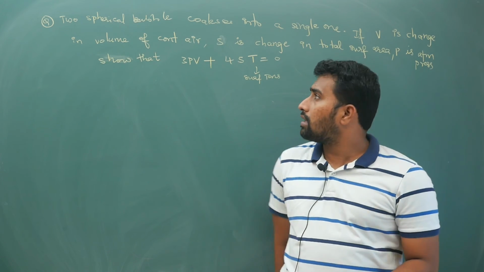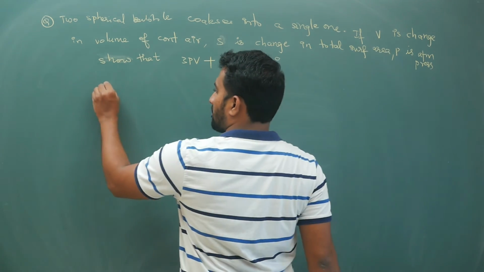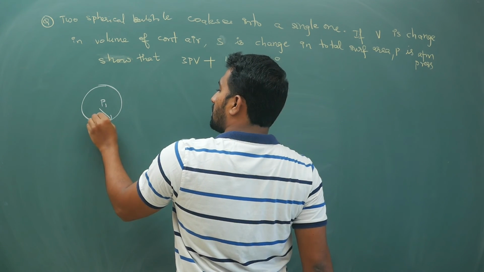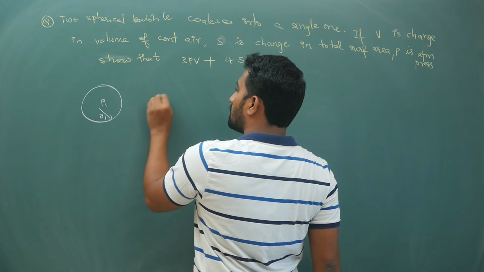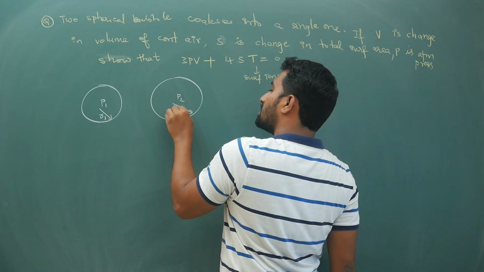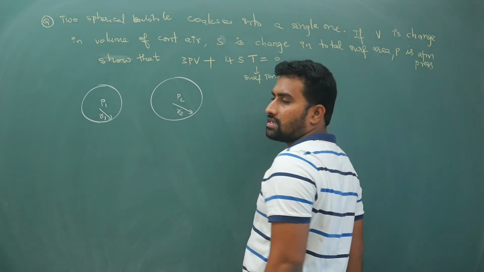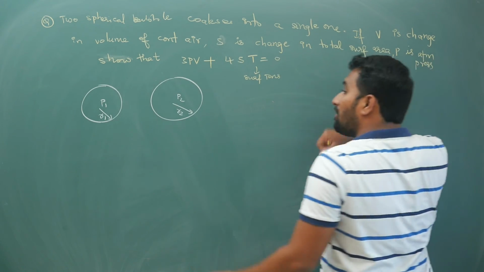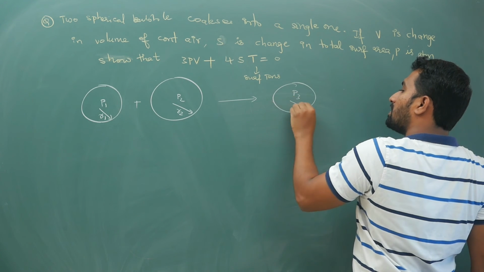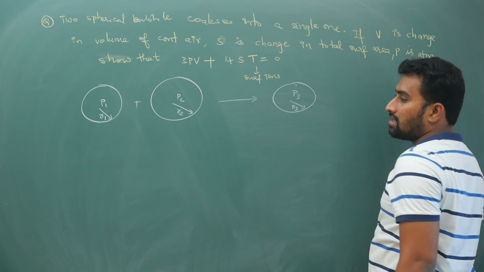Okay, so now in this case, let us say initial pressure is P1, radius is some R1. For the second bubble, pressure is P2, radius is R2. Smaller radius, more pressure, I have told you previously. Now if they combine into one, then pressure is P3, radius is R3.